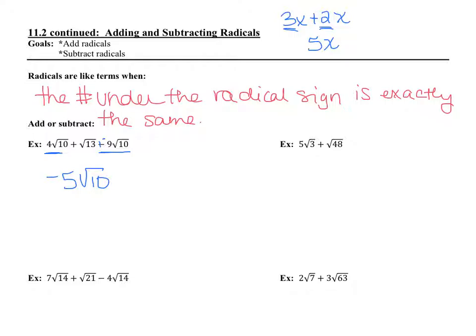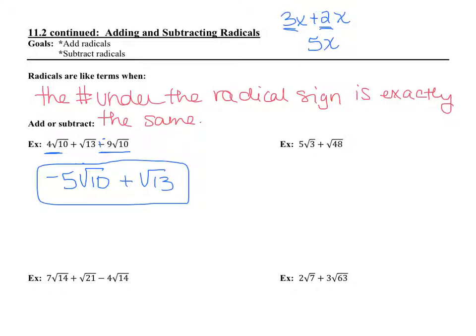And then nothing matches radical 13, so I'm going to say plus radical 13. So negative 5 radical 10 plus radical 13. So you're still adding the coefficients of like terms, and the radical itself doesn't change. So on this next example, we have 5 radical 3 and radical 48. So since this is a radical 3 and this is a radical 48, they don't match.